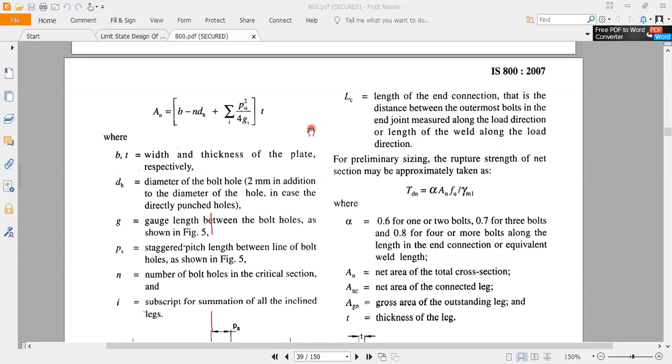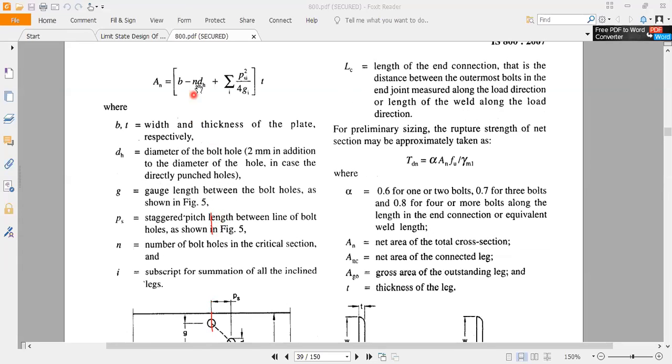Now how can we reduce the b? That's why b minus n d_h, the number of holes coming in this line. Okay, b minus n d_h, where d_h means hole diameter, plus the summation of s squared by 4g.